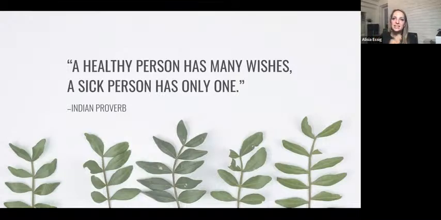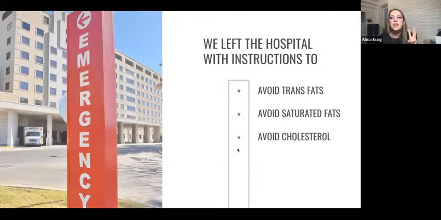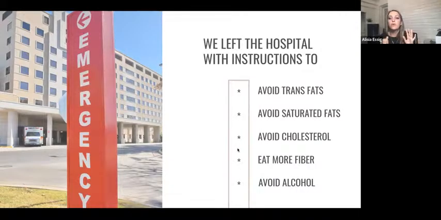Because I knew with my dad, we had taken enough risks. And once you've had one stroke, you're very likely to have another stroke. And so what was it that we needed to do to change? We left the hospital with no clear direction. There was no hole in his heart. There was no genetic history. There was no heart arrhythmia. There was no reason why a 37-year-old would be having a stroke. But we were told, okay, you need to follow a heart healthy diet, which includes to avoid trans fat, avoid saturated fat, avoid cholesterol, eat more fiber, and avoid alcohol. Now, we're not alcohol drinkers, so that was already done. But all the other things, I didn't even know what that was.